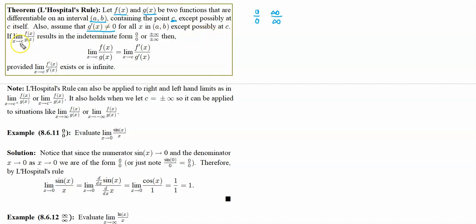Then, if the limit as x approaches c of f divided by g results in the indeterminate form 0 over 0, or plus and minus infinity over plus and minus infinity, then the limit as x approaches c of f divided by g is equal to the limit as x approaches c of the derivative of f divided by the derivative of g, provided that the limit on the right-hand side does exist.